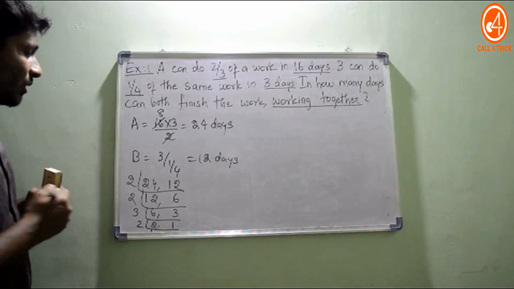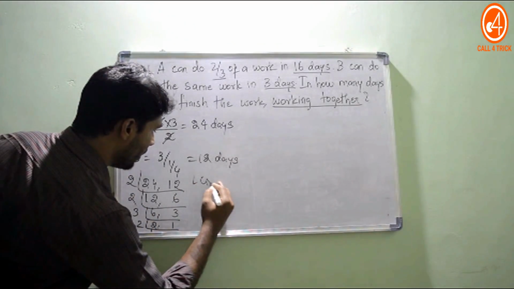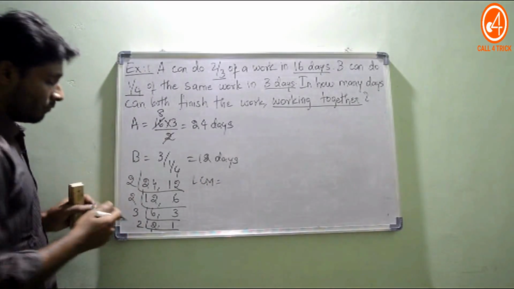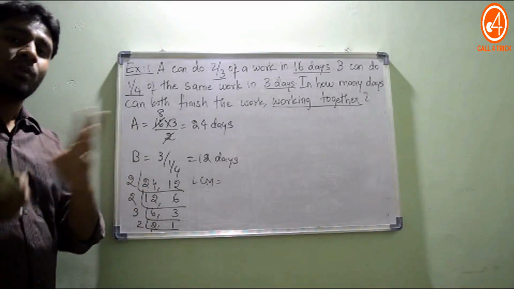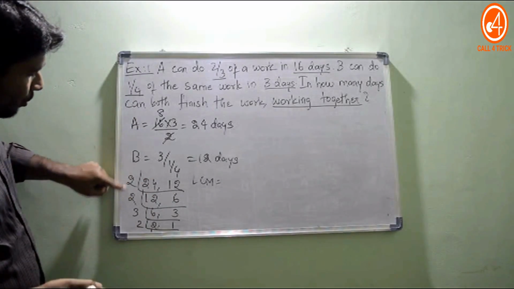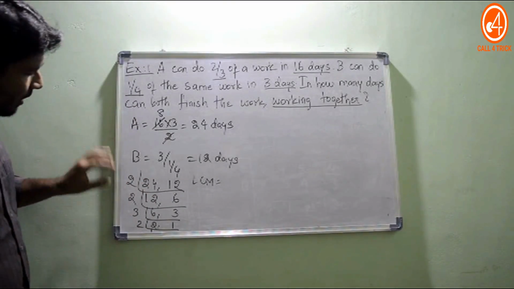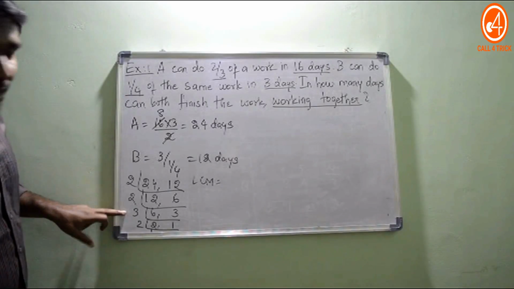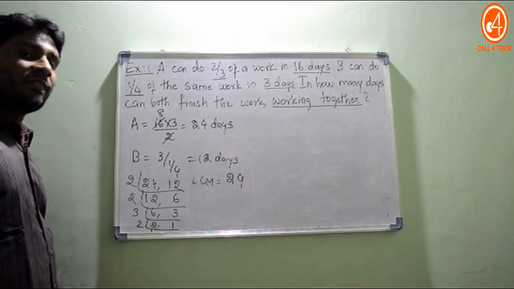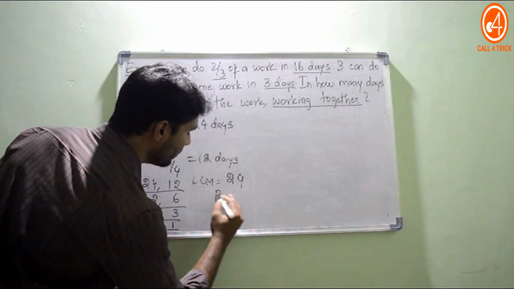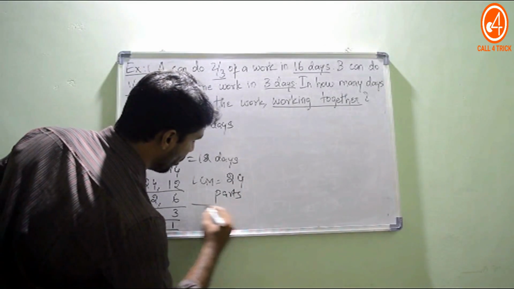So when I take LCM, what's the LCM value here? Please do the question parallelly and try to find the answer. Here it is 2, 2 and 2, and I have one more 3 here. So it's 4 and 8, 24. So LCM is 24, and always 24 should be taken in terms of parts. Good. So 24 parts, and this is my total work.